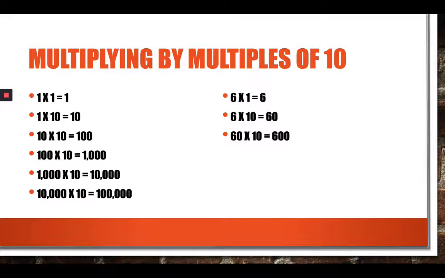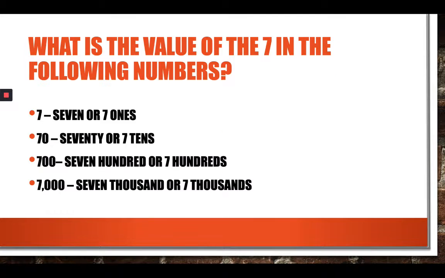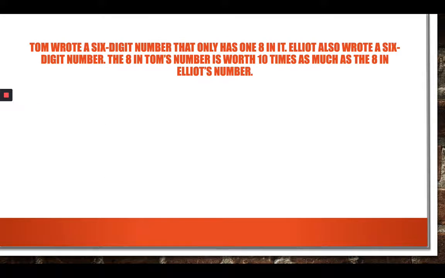Does anyone want to guess? 600 times 10 would be 6,000. 6,000 times 10 is 60,000. And finally, 60,000 times 10 is 600,000. So again, note that we're not just adding zeros, but we are increasing by a factor of 10. The value of the 7 in the following numbers, if you notice, is increasing by a factor of 10 each time.